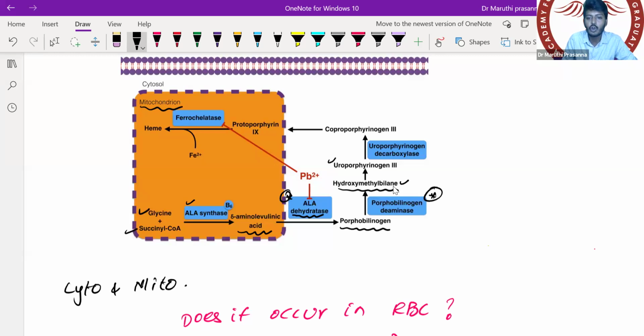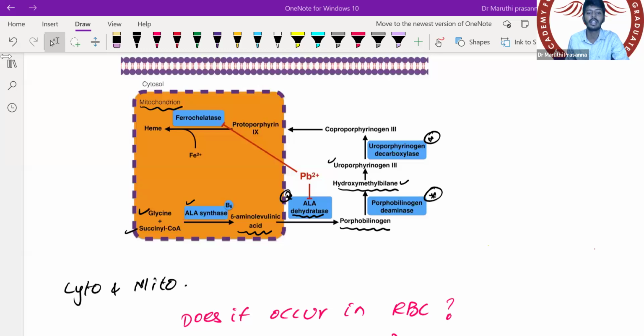Hydroxymethylbilane will get converted into uroporphyrinogen III. Uroporphyrinogen III, under the influence of an enzyme called uroporphyrinogen decarboxylase, will give rise to coproporphyrinogen III. Because of this coproporphyrinogen, it will get further converted into something else.